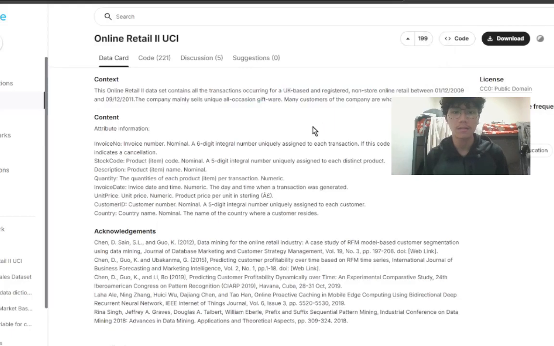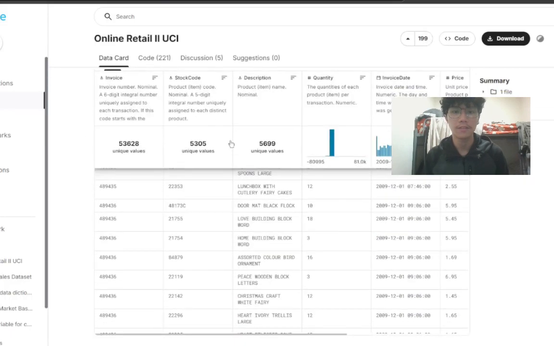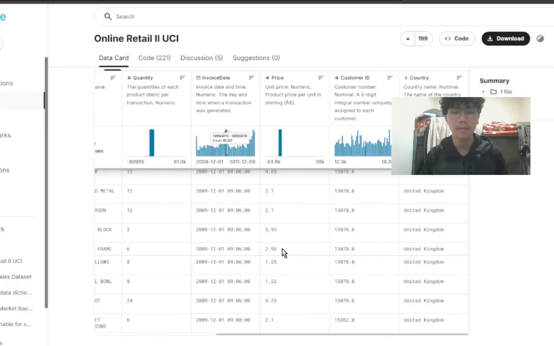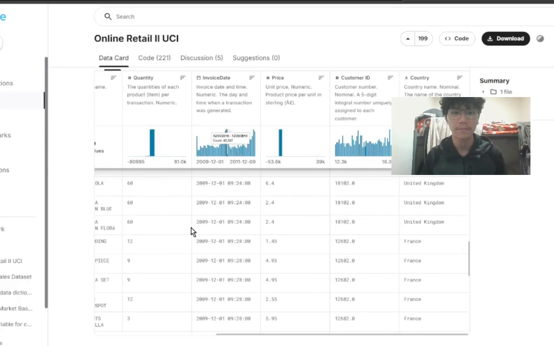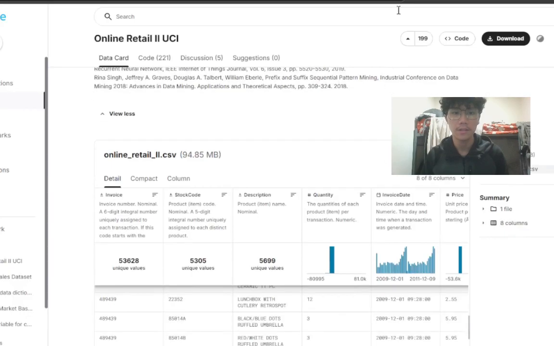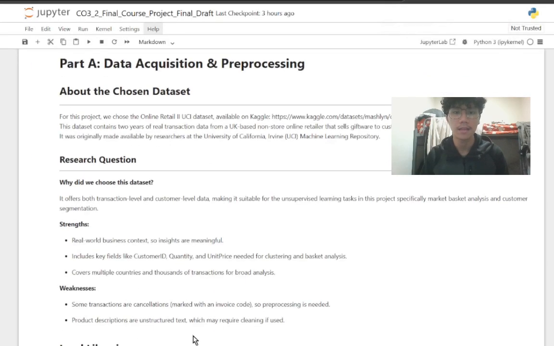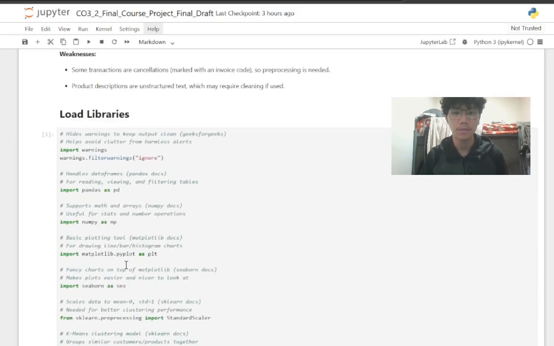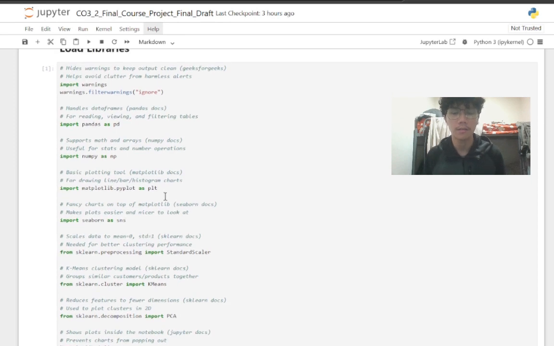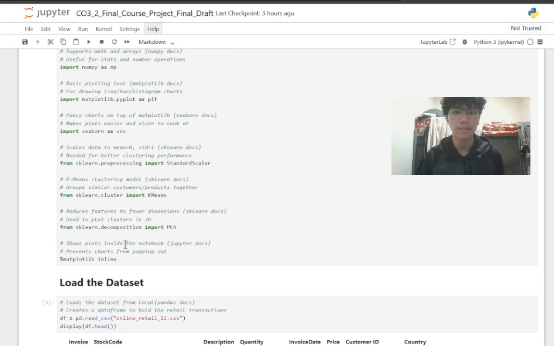We chose this because it's rich with transaction and customer level data, making it perfect for the two main tasks we wanted to tackle, which are market basket analysis and customer segmentation. This dataset did have some weaknesses that we needed to address, like canceled transactions and some missing data, which we'll cover next. First, we loaded the libraries. We used standard data science tools like Pandas for data manipulation, Matplotlib and Seaborn for visualizations, and scikit-learn for our machine learning models.